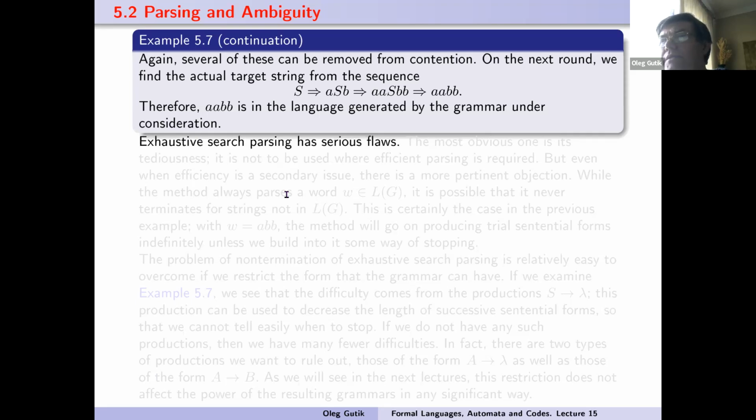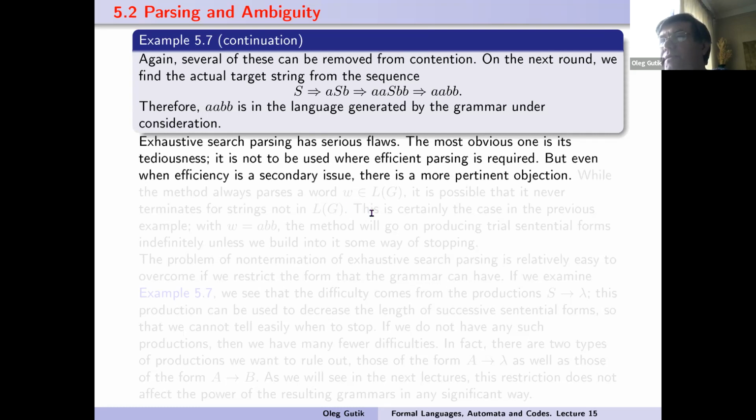Exhaustive search parsing has serious flaws. The most obvious one is its elementary obviousness. It is not to be used where efficient parsing is required, but even when efficiency is secondary, there is a more pertinent objection.